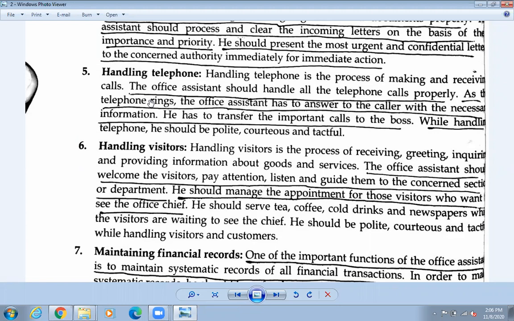That's why you need to answer, being an assistant. You must handle the calls very properly according to the situation. Next, underline the words and write down in a copy: the assistant should handle all the telephone calls properly, and as the telephone rings, the office assistant has to answer the caller with the necessary information. Whenever there is a call you need to receive it within one or two rings.